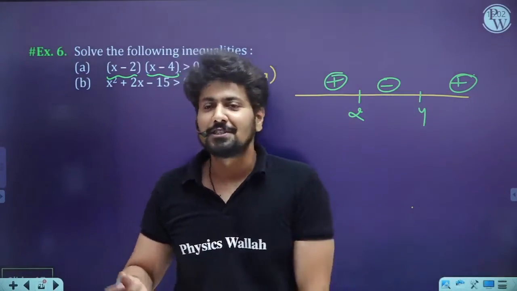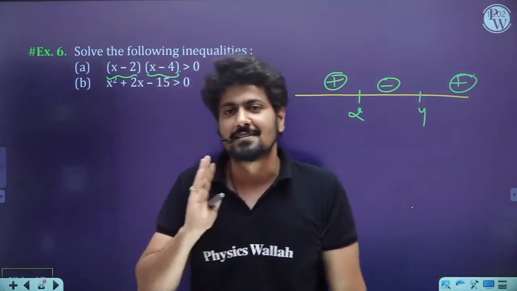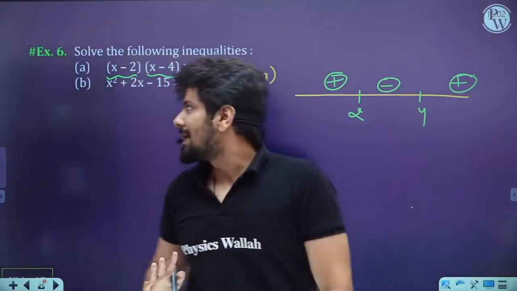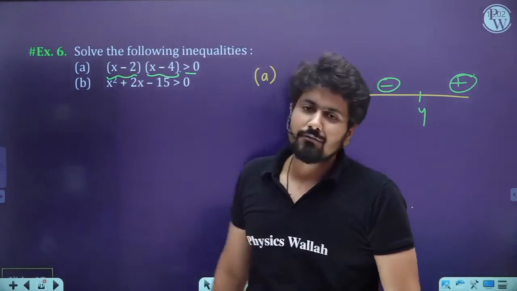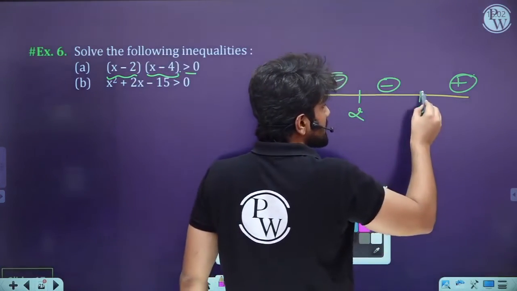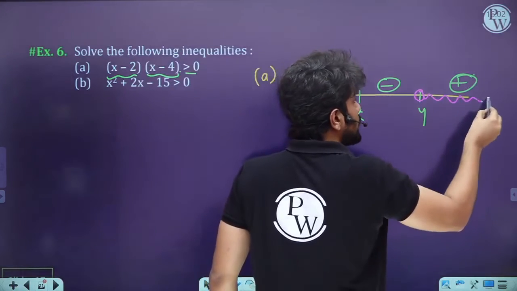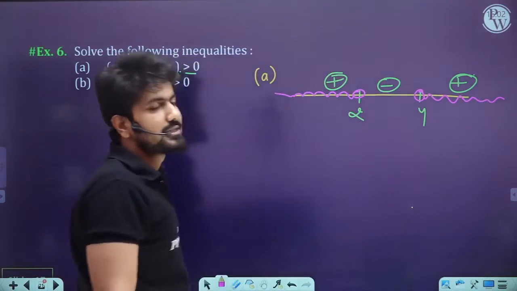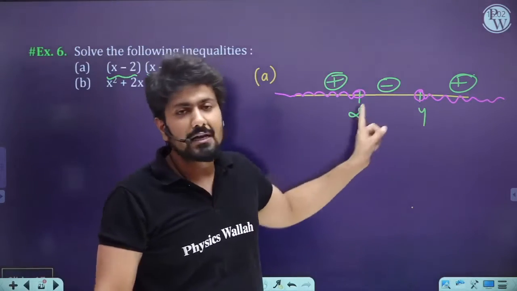Why? Because the coefficient of x is positive in both the factors. So positive, negative, positive. What are we looking for? We are looking for greater than 0. We are looking for positive sign. So where do we see positive sign? We see positive sign in the right of 4 or in the left of 2. There is a hollow circle on 2 and 4.